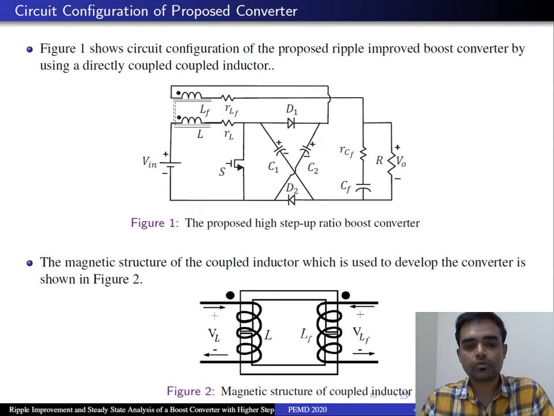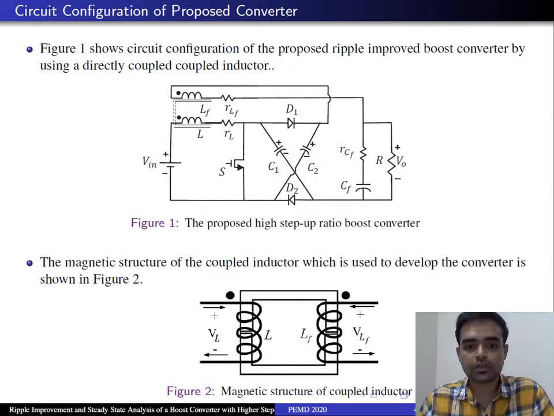So why are we using this inductor? Basically, to oppose the sudden change in output current due to the series parallel transition of these two identical capacitors, we are using this inductor here. In figure 2, you can see the magnetic structure of the coupled inductor. Actually, we are using two C-type, or you can also say U-type, cores to design the coupled inductor.